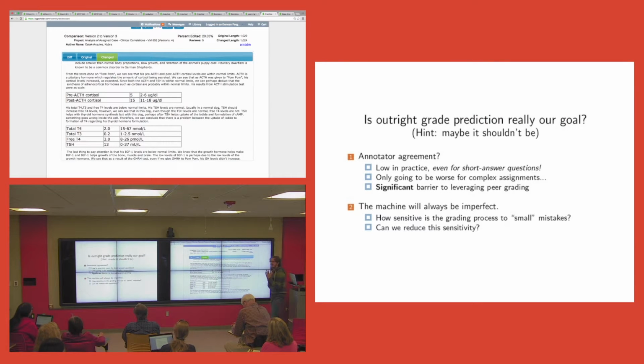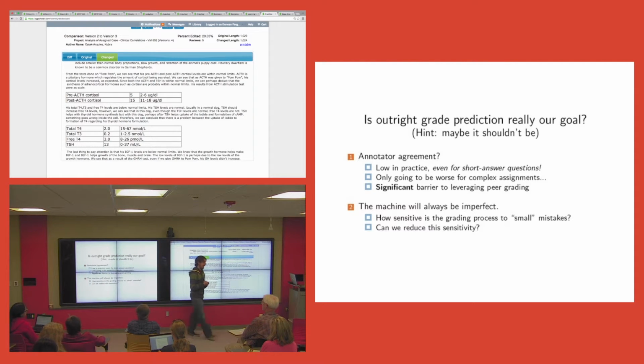But is outright grade prediction really our goal? I would argue it's maybe not. So what about annotator agreement? Annotator agreement being, if you have 2 different people grade the same assignment, do they agree? This is low in practice, even for short answer questions. There was a study on short answer grading, and even with 2 different instructors, they disagreed by at least 1 point more than 44% of the time. That's a little bit rough.